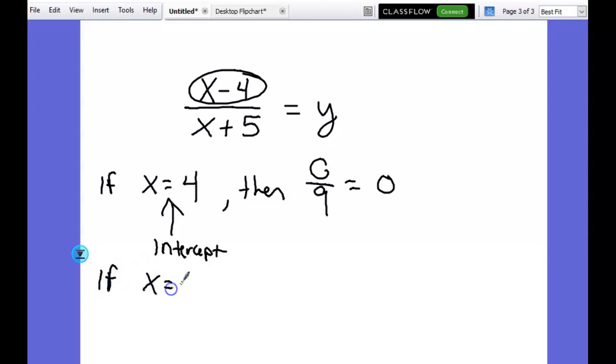What about if x equals -5? What's the answer? That's right. And what is that? That's undefined. And that means my y value at that point is undefined.